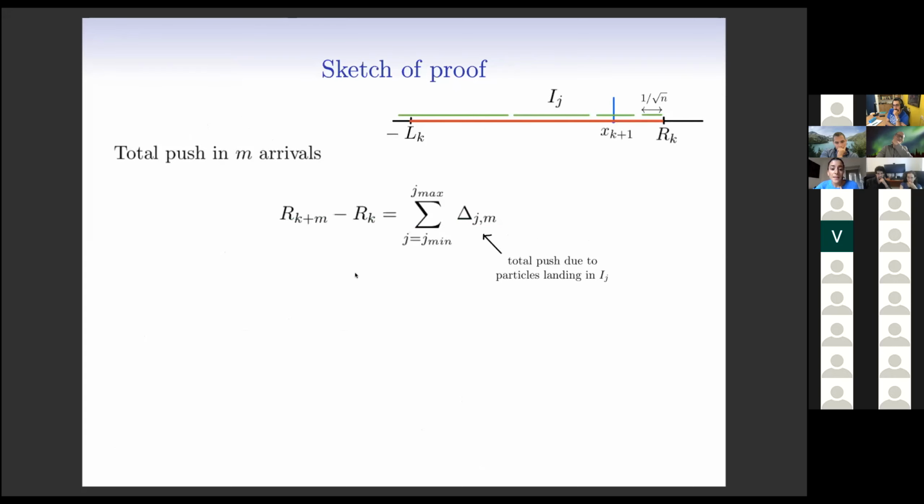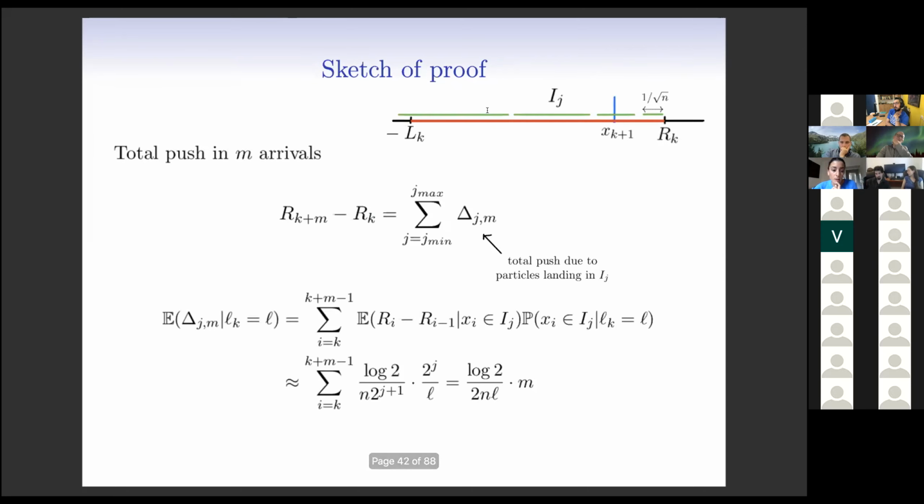So we want to look at m arrivals. We want to look at the movement of the right extremum after m arrivals. And so we can split the push that R gets by the arrival of m particles into the contributions of particles that land in each interval I_j, from a minimum scale to a maximum scale. The minimum scale here will be the size of one slit, and the maximum scale will be of the order of the entire interval.